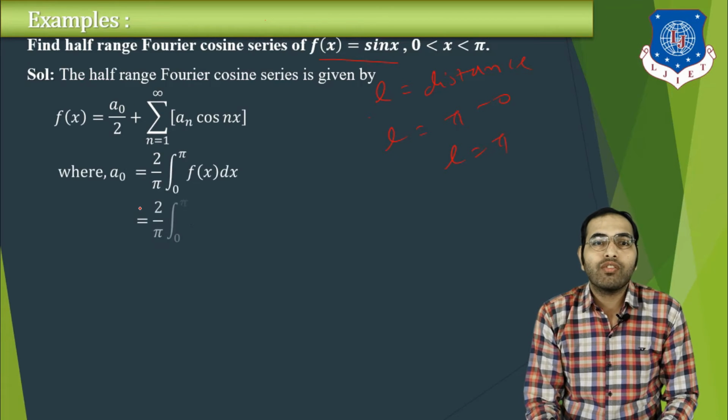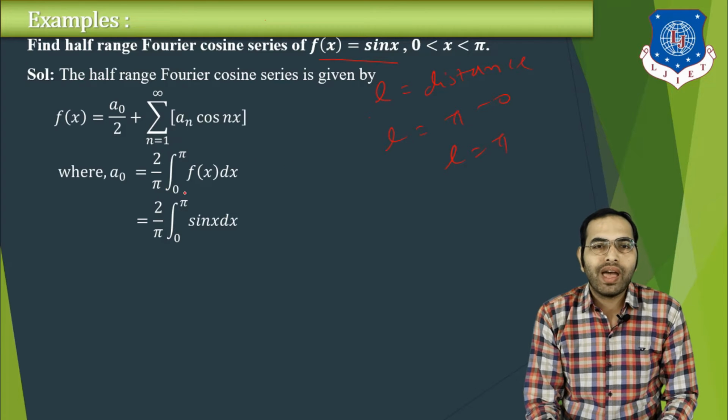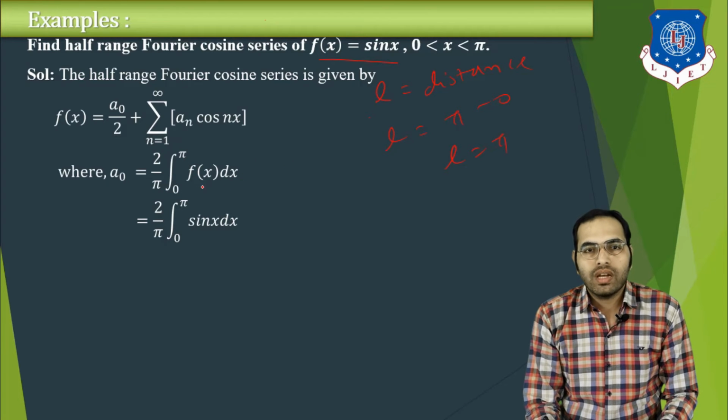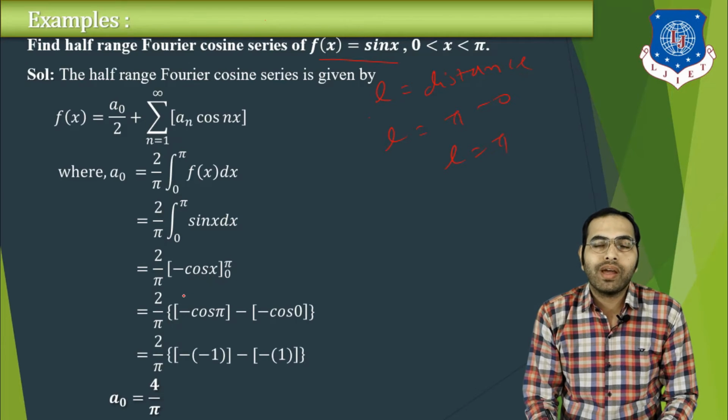Firstly we have to find a0. Then a0 equal to 2 by L integral 0 to L f of x dx, that is the formula, but here the value of L is pi, then 2 by pi integral 0 to pi f of x dx, our function is sin x, then 2 by pi integral 0 to pi sin x dx, then the integral of sin is minus cos x, then 2 by pi minus cos x where x is running from 0 to pi, then substituting the upper limit minus lower limit, then 2 by pi inside the bracket minus cos pi, the lower limit has a minus, then minus cos 0.